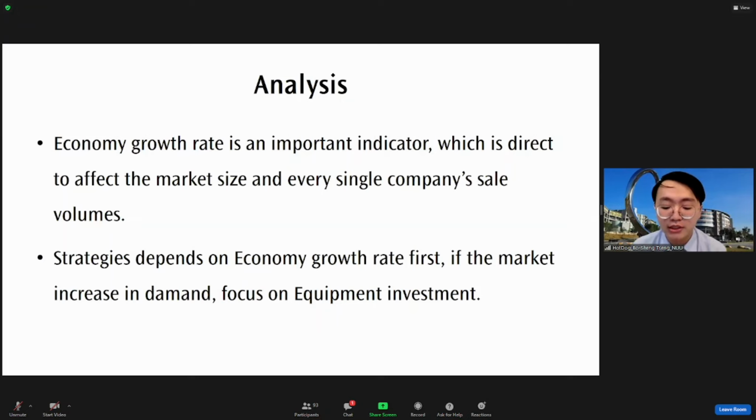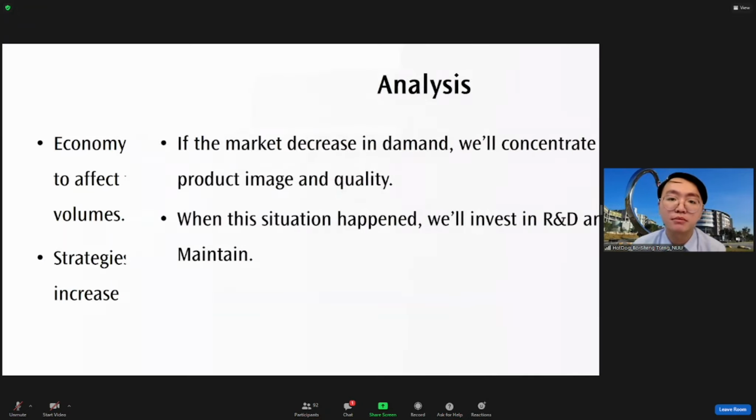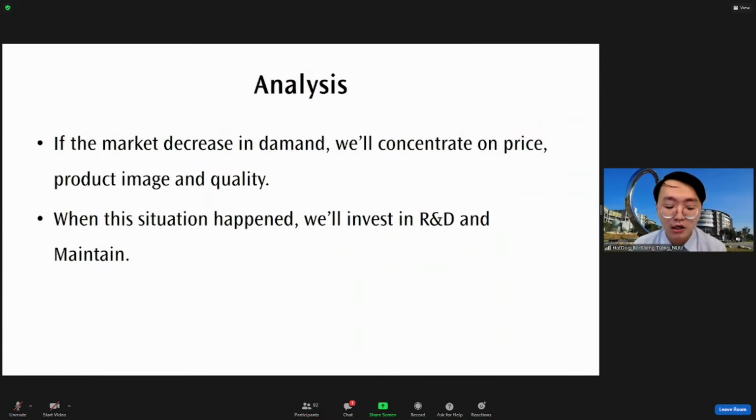If the market increases in demand, we'll focus on equipment investment. On the contrary, if the market decreases in demand, we'll concentrate on price, product image, and quality. If this situation happens, we'll invest in R&D and maintenance expense.